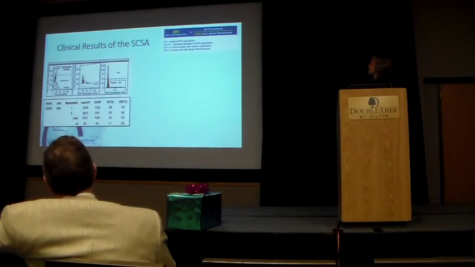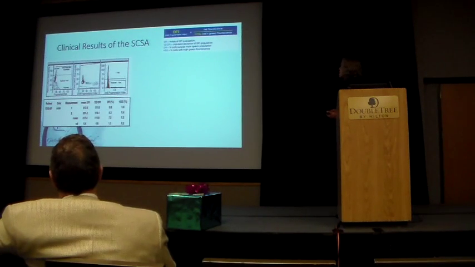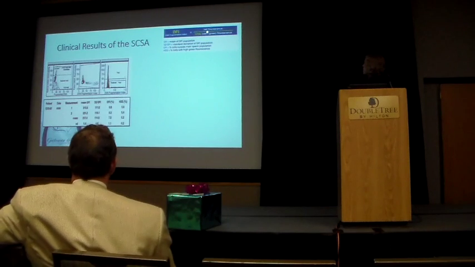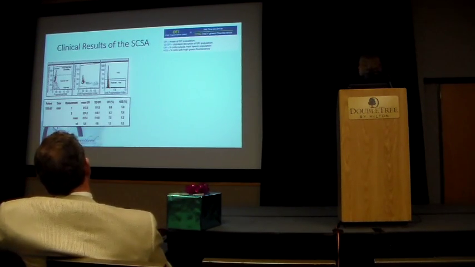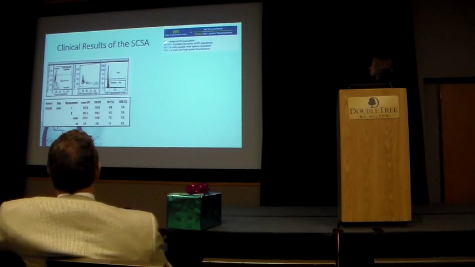So this is what the actual clinical result of the SCSA looks like. What we are looking for is the DNA fragmentation index, which is calculated according to this formula: red fluorescence divided by total fluorescence. We can have either the absolute number of DNA fragmented sperm or the percentage of the population.